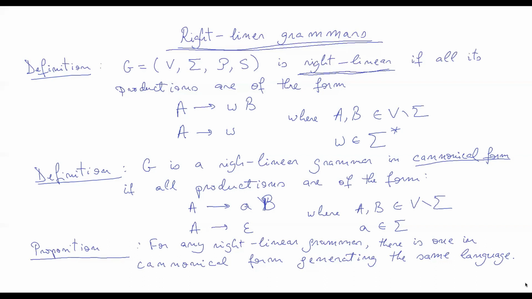So here is how you prove this result. So the proof. We have a right linear grammar, meaning that we have productions of this type, and we have productions of this type.